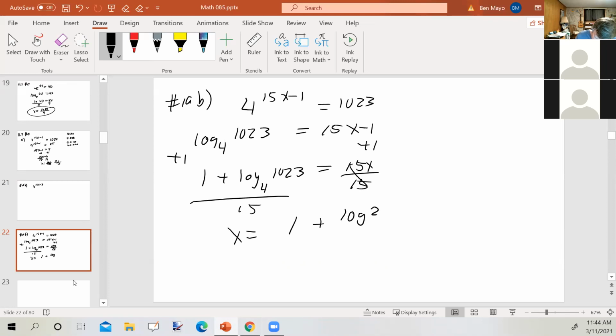So log of 1023, hang on here. This is what I get when I've got lots to do. I get in a hurry, and that's not good. Log of 1023 over log of 4, and then that whole thing over 15. So that would be the exact answer. All right, let's see. We need number 23.